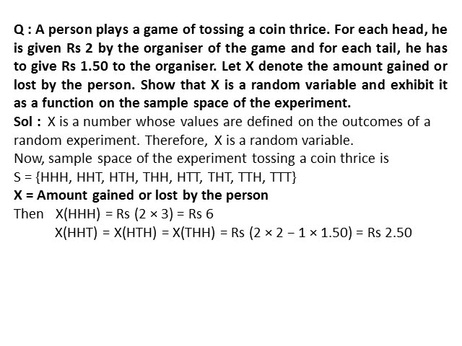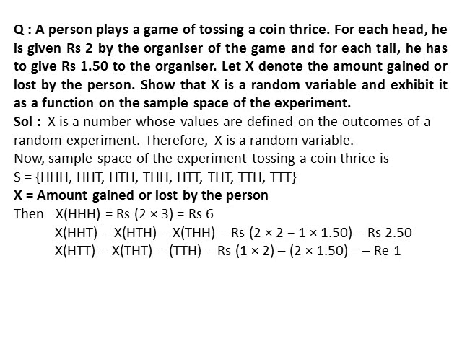Next, there are 2 heads and 1 tail in outcomes HHT, HTH and THH. So the person gets rupees 4 and loses rupees 1.50. So X equals 4 minus 1.50 equals rupees 2.50. Next, there are 1 head and 2 tails in outcomes HTT, THT and TTH. So the person gets rupees 2 but he has to give rupees 3, meaning a loss of rupee 1. So X equals minus 1.